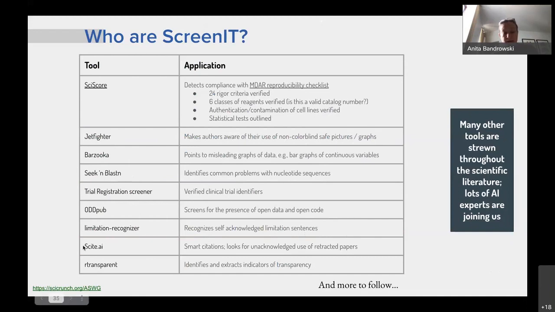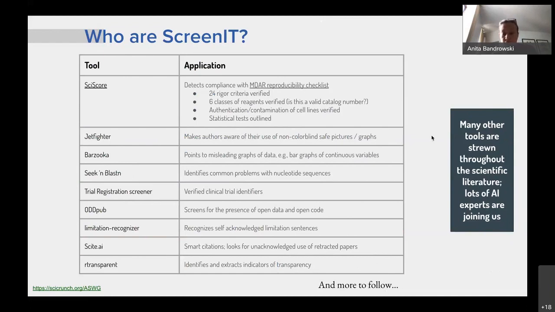Cite AI, this is another commercial tool. It does what's called smart citations, but for us, they're actually donating their tool to look for unacknowledged use of retracted papers, which we think is a very important piece of information that authors would want to know about. And then R Transparent identifies a lot of other indicators of transparency, such as conflict of interest statements. And many more tools are starting to join.